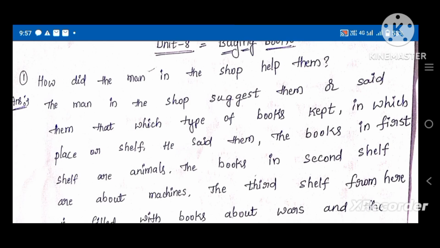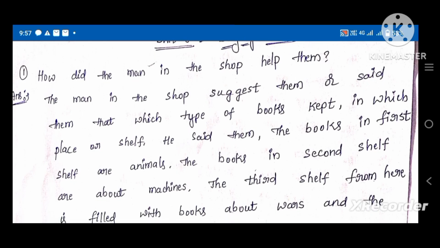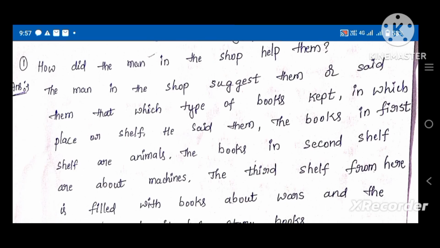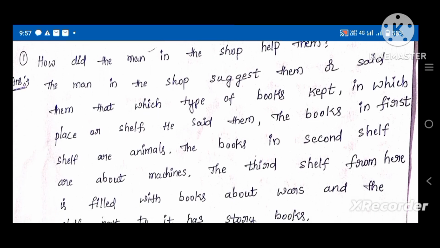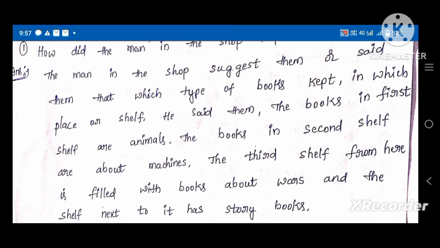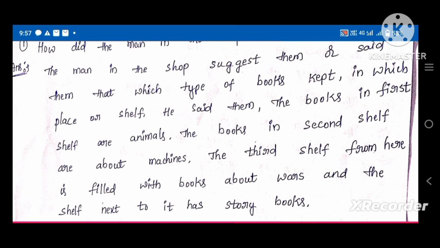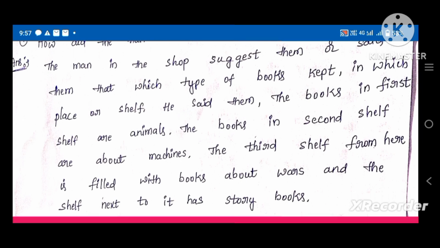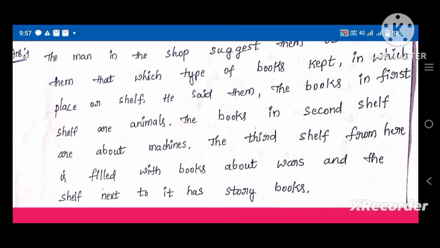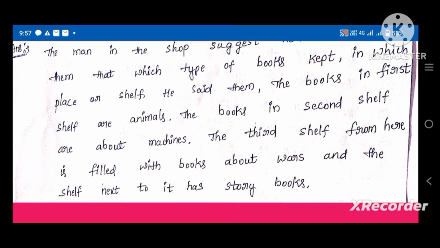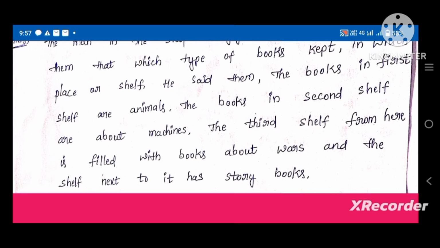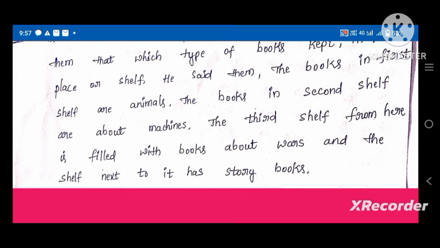Unit 8 Buying Books. First one. How did the man in the shop help them? Answer. The man in the shop told them which type of books were kept in which shelf. He said the books in the first shelf are about animals, the books in the second shelf are about machines, the third shelf from here is filled with books about wars, and the shelf next to it has story books.